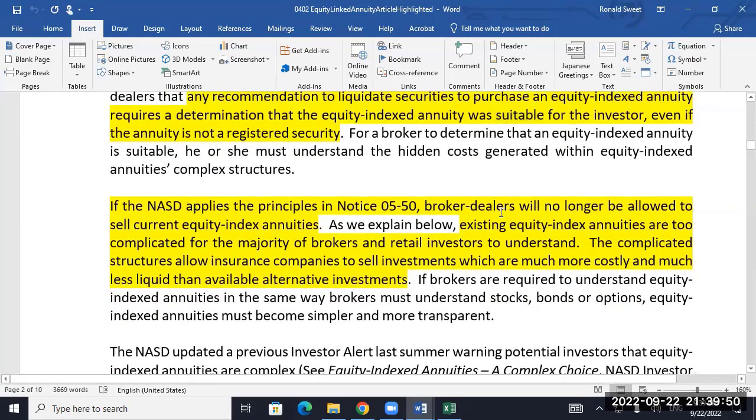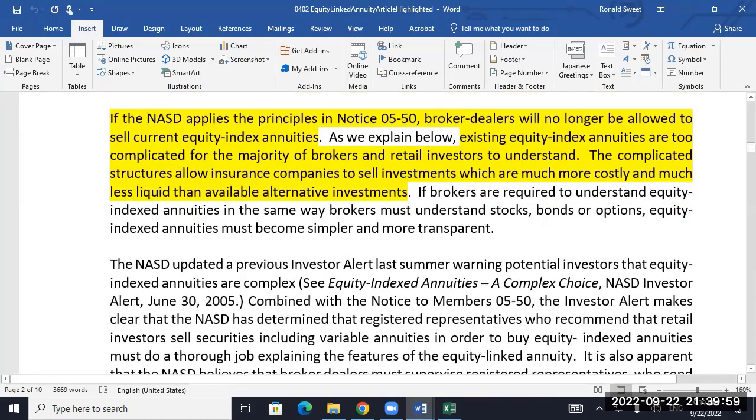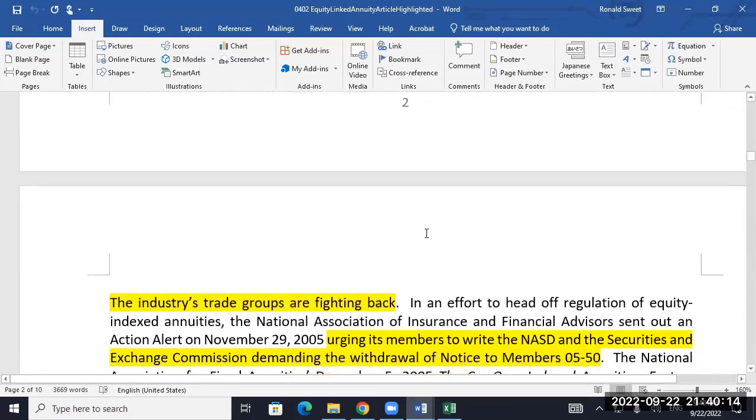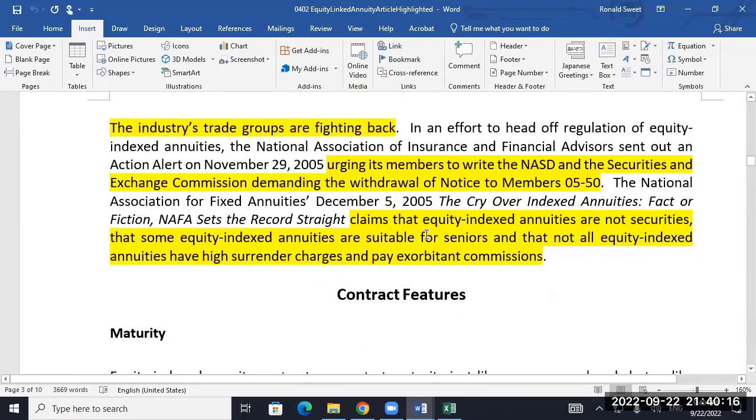NASD applies the principle that broker dealers will no longer be allowed to sell current equity-linked annuities. So NASD has issues with this product. They say they're too complicated for the majority of brokers and retail investors to understand. The complicated structures allow insurance companies to sell investments which are much more costly and much less liquid than available alternative investments. So this article does not like them, but the industry loves them, and so they're fighting back.